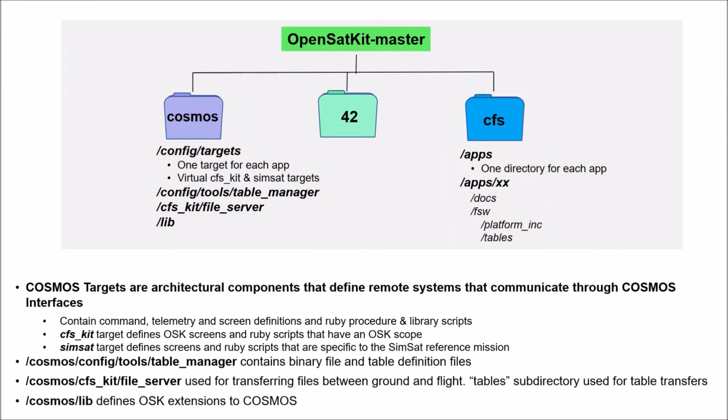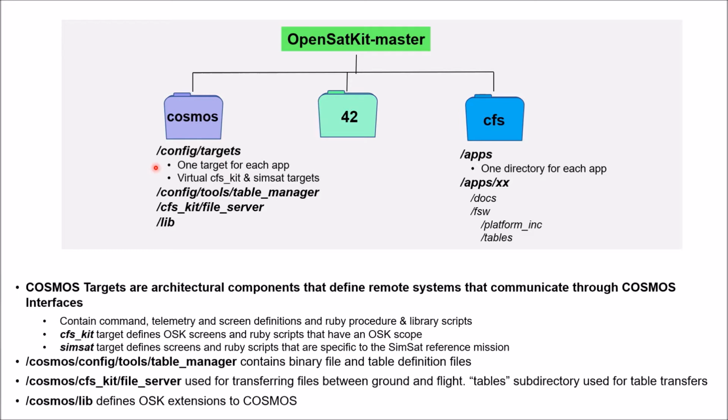Here are some of the important OSK directories that will be used in the community app videos. OSK has 3 top-level directories corresponding to its 3 components. Cosmos has an architectural concept called targets. Targets are used to define remote systems that communicate through a Cosmos interface. Each flight software app is defined as a Cosmos target. OSK has 2 targets that are not associated with an interface.